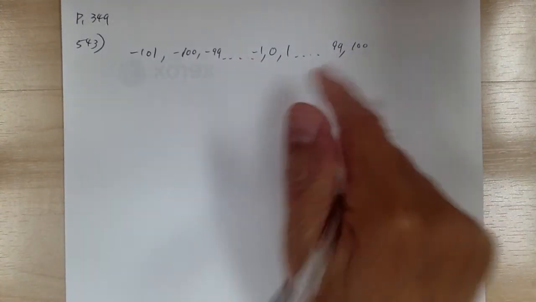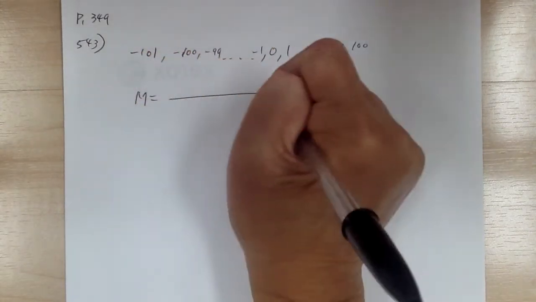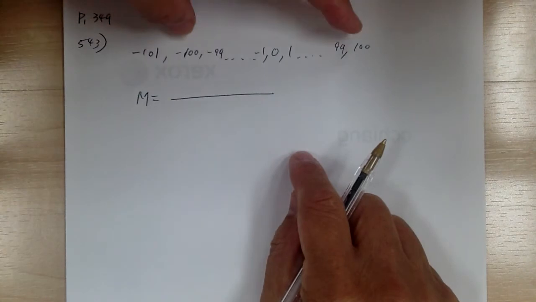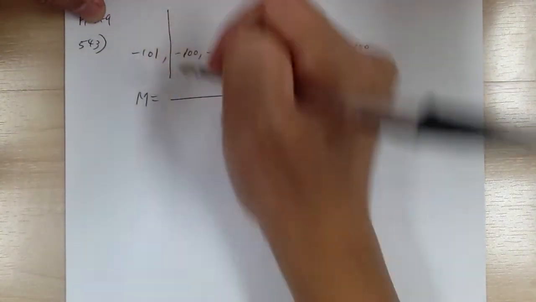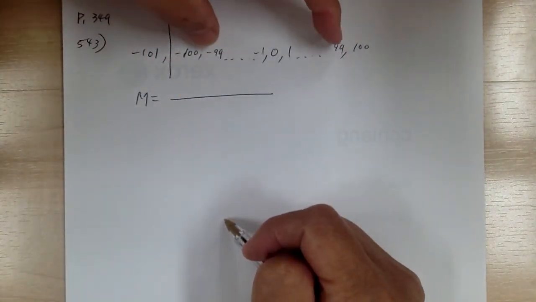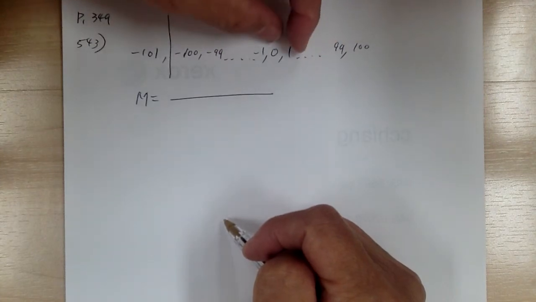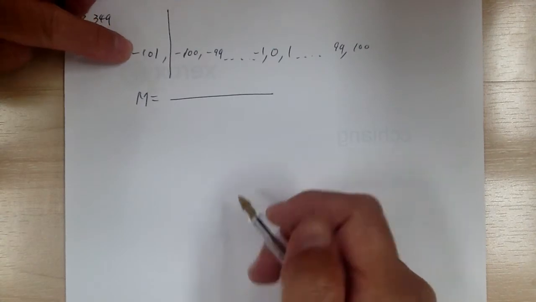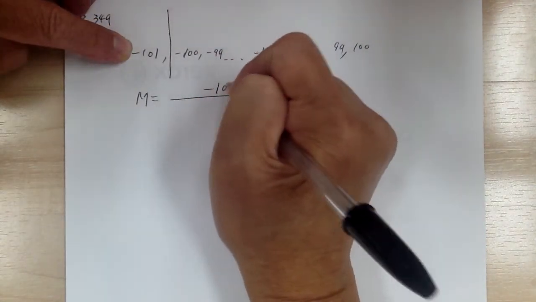Okay, to find the mean, you have to add all these numbers together. Okay? So notice if you add this, not counting this over here, this will equal 0, this will equal 0, all will equal 0. So all these will pair up to equal 0. So the only one you cannot pair up is this one. So the sum will be equal to -101.